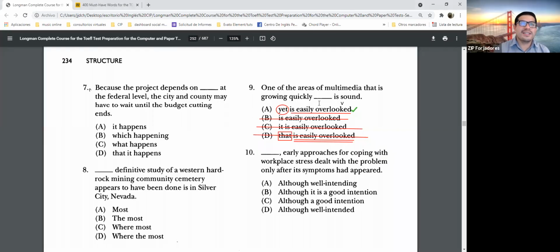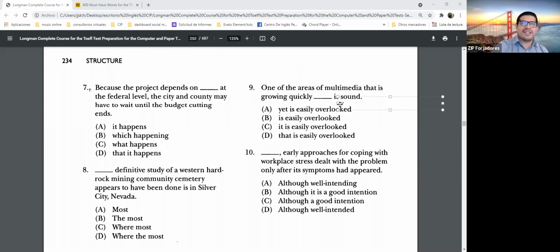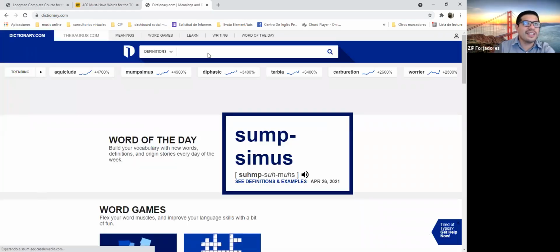Okay, well, that is jet is easily overlooked. Jet. And is the correct one? Yes, is the correct one. Kind of strange. One of theirs that is growing quickly, that is growing quickly. Yeah, I think that is a conjunction, but I don't know why I don't have it here. Yes, I have it here in the dictionary that jet is a conjunction. So I am going to look it up in the dictionary. Give me 1 second. Because if it's a conjunction, that would make a little bit more sense to me.